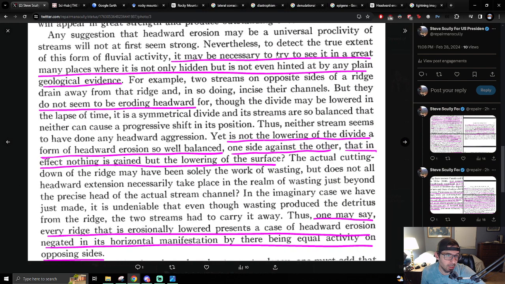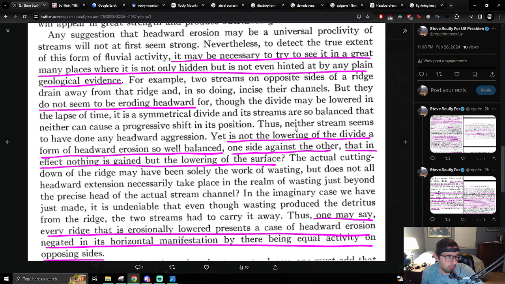It may be necessary to try to see it in a great many places where it's not only hidden, but is not even hinted at by any plain geological evidence. Do not seem to be eroding headward. Blah blah blah. Yet is not the lowering of the divide a form of headward erosion so well balanced one side against the other that in effect nothing is gained but the lowering of the surface?